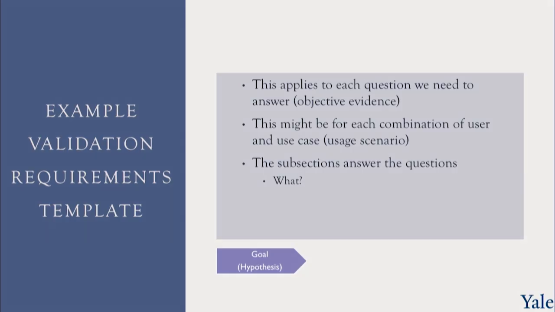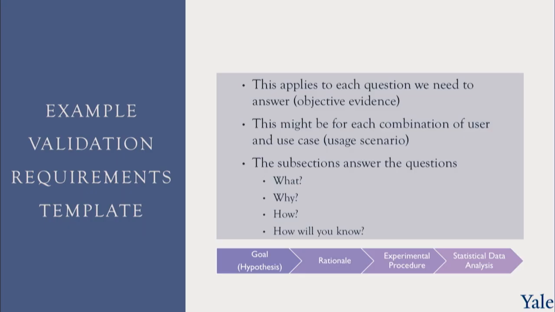You see the flowchart built at the bottom. Why? Why are we doing this? This was called the rationale. How? The experimental procedure. And finally, how will you know? The statistical data analysis. So let's examine each of these 4 steps in turn next.